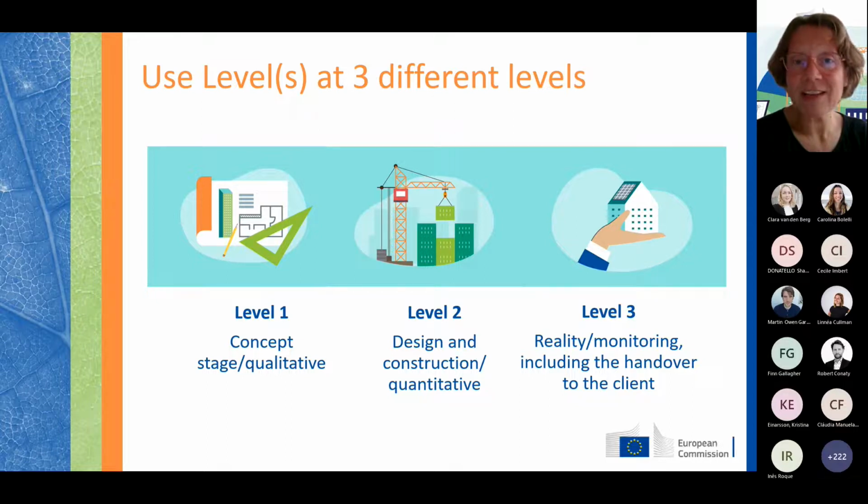And then, of course, at the third level, this is at handover when the building is ready. And then it becomes important to, first of all, check: did we achieve what we set out at level 2, at the design and construction? And how does the building perform once it starts to be used as well? So the indicators typically can be used at these three different levels. And my colleague Shane Donatello, who follows my presentation, will take you through this indicator 1.2, the whole life carbon indicator, at these three different levels to explain to you how it works. Next slide, please.